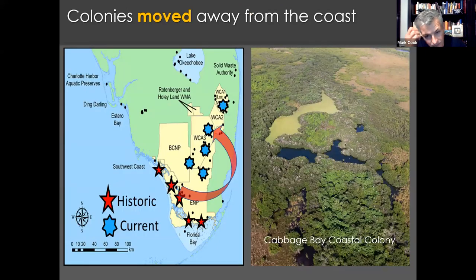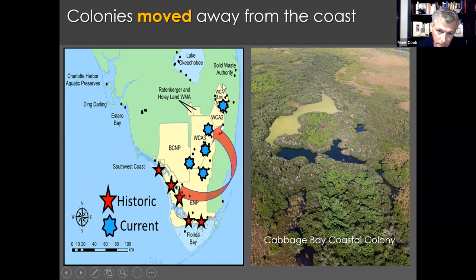Another thing that we've witnessed is that these birds have now moved from these coastal colonies. So here's that fertile crescent that I was telling you about, where historically all these birds nested down here in southwestern Everglades. And they've moved primarily to the freshwater wetlands. There's very few birds now that nest along the coast.